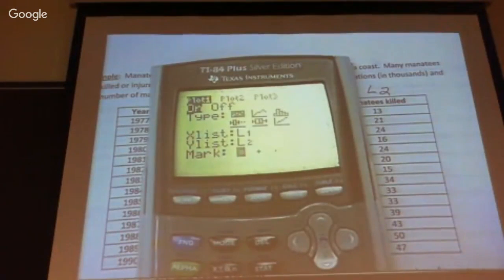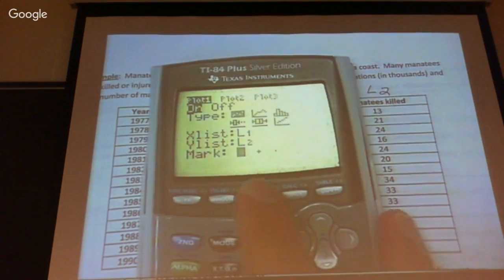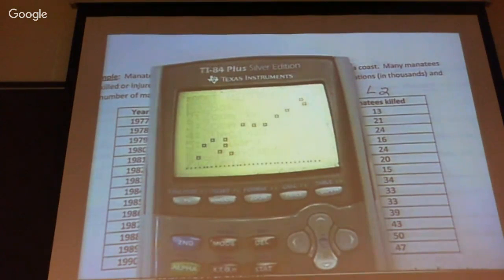Good? Now, don't do anything, just watch. Some of you who've used your calculator before, I taught you Zoom 9. Let's see what would happen if I hit Zoom 9. Will it give me a nice picture? Yeah, it does give you a nice picture, okay?